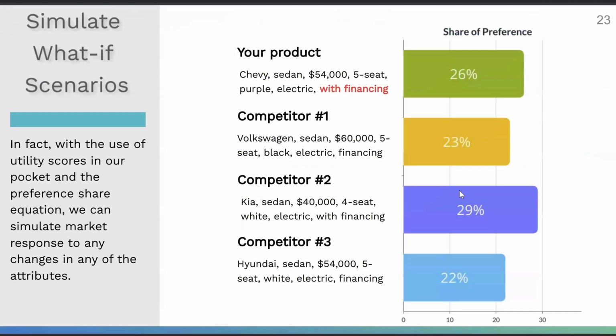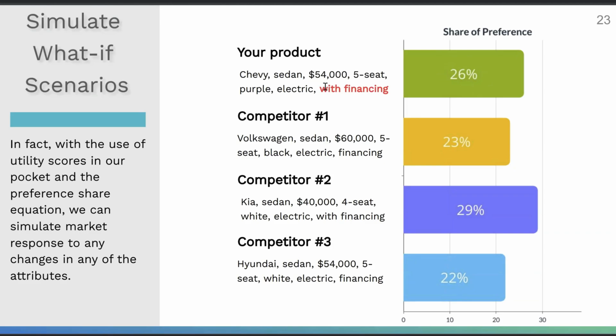Now, let's take a step further. You now have the preference share scores for this competitive set of products. You can create what-if scenarios. Okay, that's great. My product has a 26% preference, or technically a probability of being selected out of this set of products. But you can now say, okay, what if instead of with financing, I change it to without financing? How would that change the preference for my product?